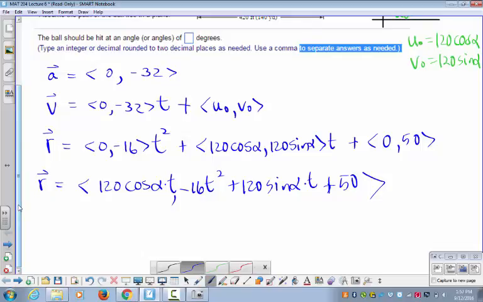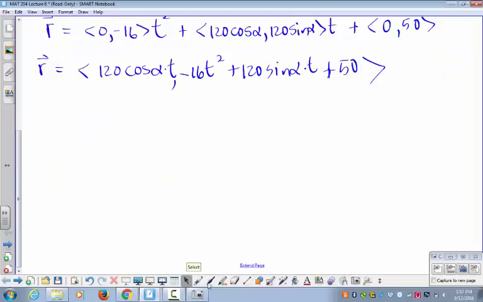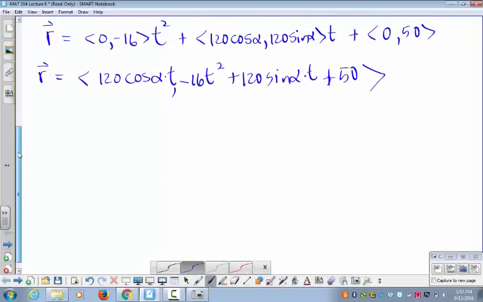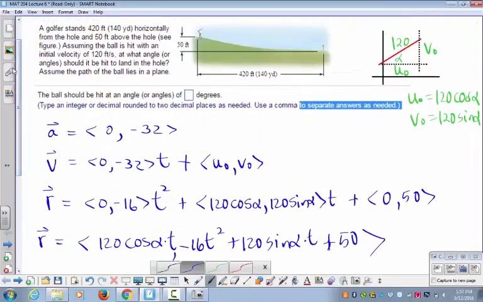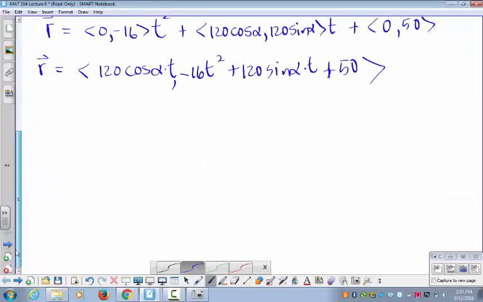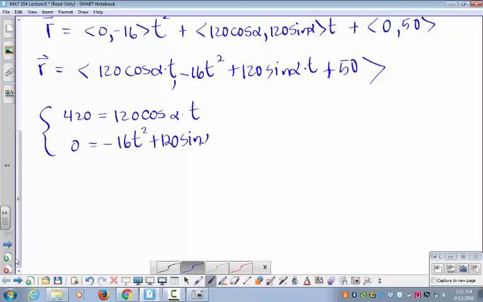And we're trying to find this angle. So we basically have a system, right? Two equations, two unknowns. And what do we know about the x and y at the terminal point there? x will be 420, y will be 0. So that gives us a system. We're going to have 420 equals 120 cosine alpha times t. And then 0 will be the other one: negative 16 t squared plus 120 sine alpha times t plus 50. We've got that.